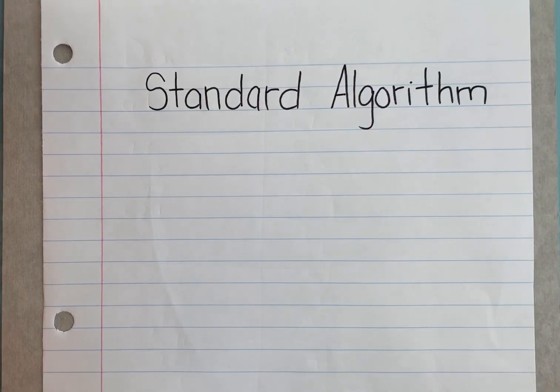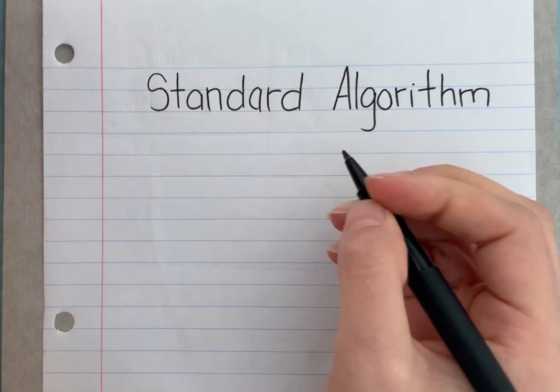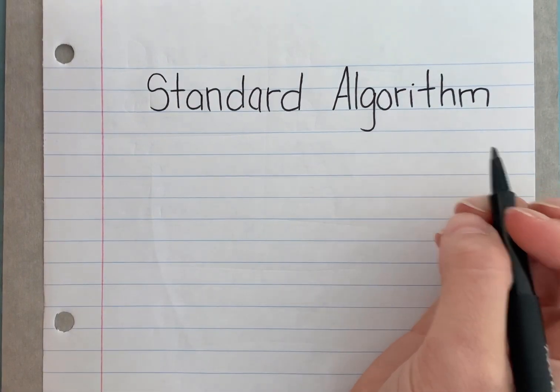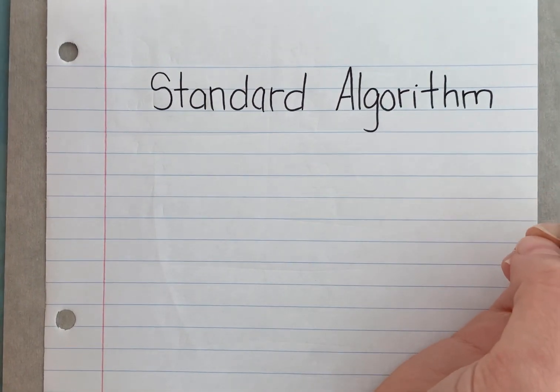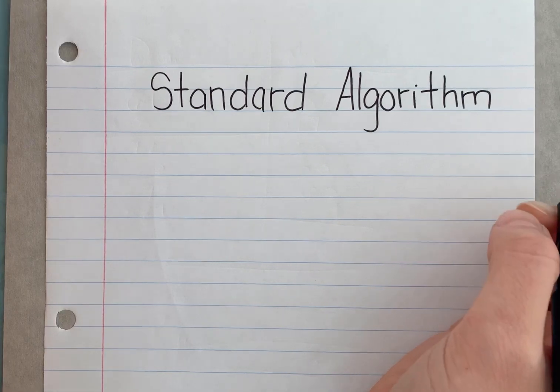Hello class, today I want to quickly review the standard algorithm with you. This is what you're going to be seeing for many years from now. This is the way that you'll probably always do multiplication when you're older. So look at this. It's a little bit easier and faster, but the reason we don't start teaching you this is because it can be a little confusing if we don't understand.